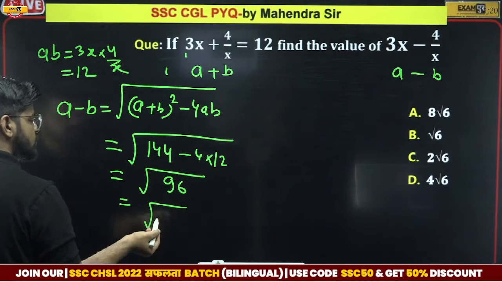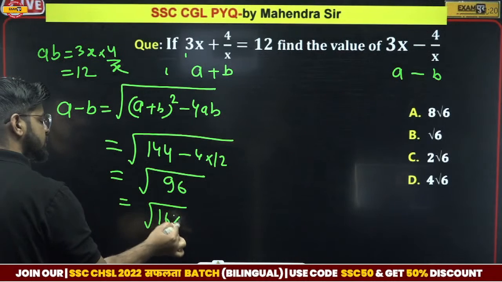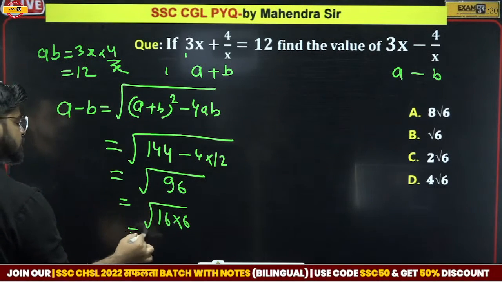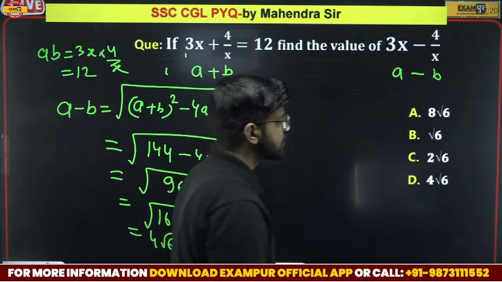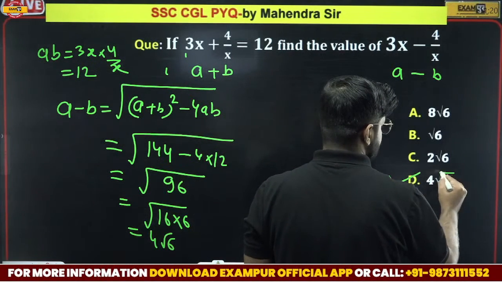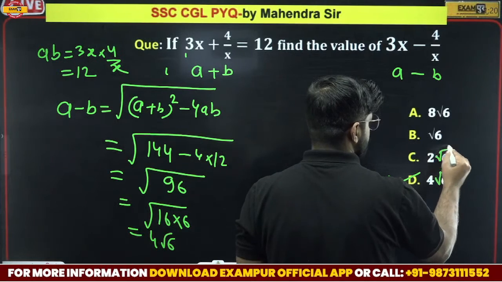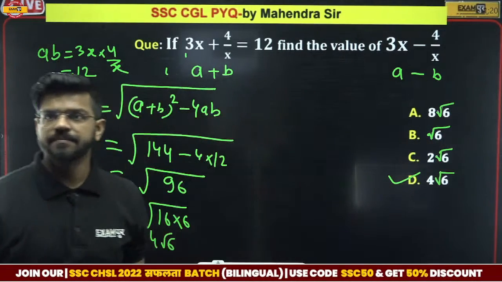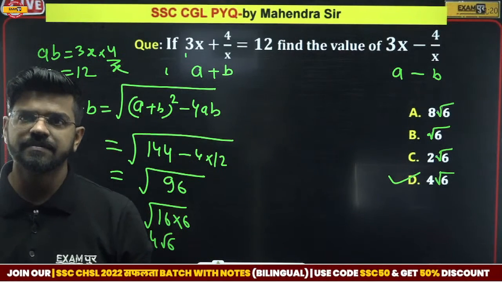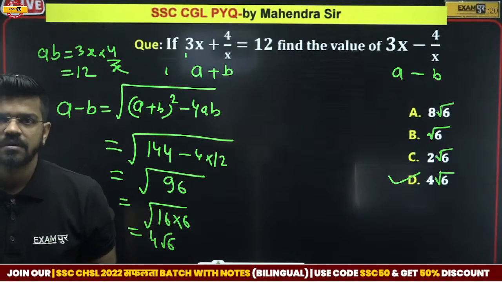Under root 96, what is 96? 16 into 6. So 16 will come out and you will get 4 root 6. That means option number D. Clear? That means option number D. Is it clear, everyone?